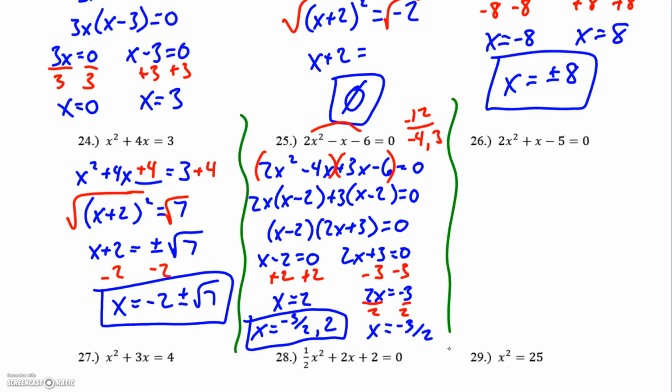If I look at the next one, again, I might build a bridge and come up with a negative 10, but there are no two numbers that multiply to that and add to the 1. So for this one, completing the square is not a good option because I have a 2 out front and I have an odd value for my b.